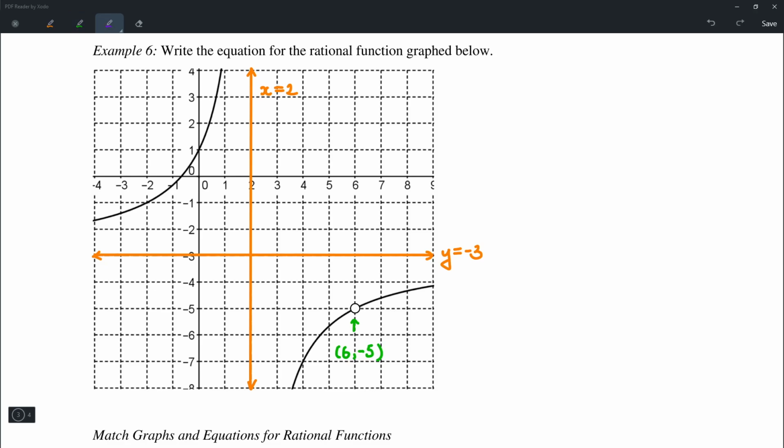We can see from the graph that the form of the function is going to be y is equal to a over x minus h plus k. And in this case, h is going to be equal to 2, and k is going to be equal to -3. And that's because of what we know about the asymptotes.